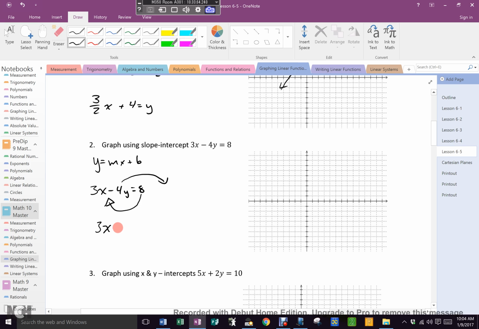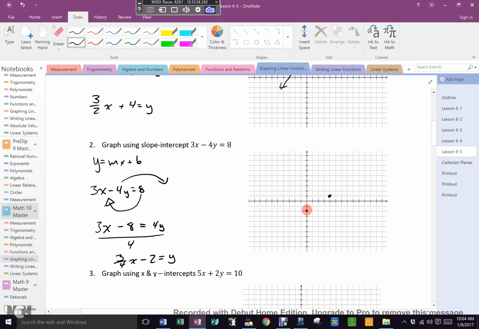3x minus 8 equals 4y. And what's the last step? Divide everything by 4. Hey, 3 doesn't divide by 4, but it gives me that fraction. Minus 2 equals y. How do I graph that? Go to negative 2 on the y's, 1, 2, and then what? Up, 1, 2, 3, and right or left? Right, 1, 2, 3, 4.